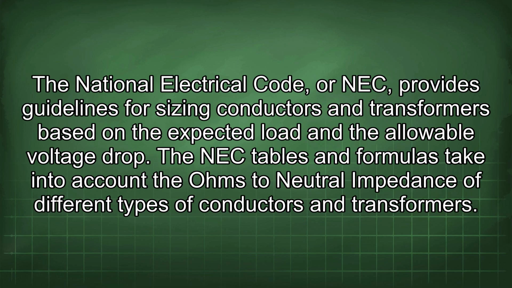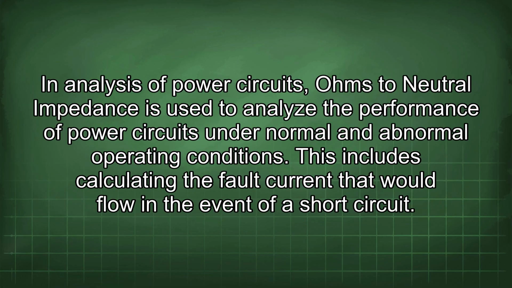The National Electrical Code, or NEC, provides guidelines for sizing conductors and transformers based on the expected load and the allowable voltage drop. The NEC tables and formulas take into account the ohms to neutral impedance of different types of conductors and transformers. In analysis of power circuits, ohms to neutral impedance is used to analyze the performance of power circuits under normal and abnormal operating conditions.